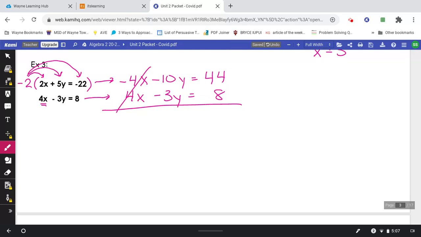Combine the negative 10 and negative 3. Combine the 44 with the 8. And then divide by negative 13. You should get y equals negative 4.